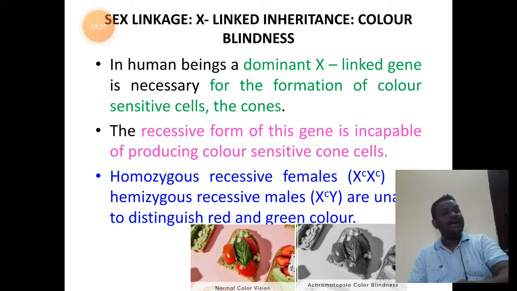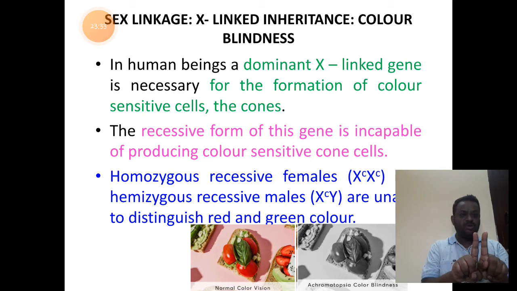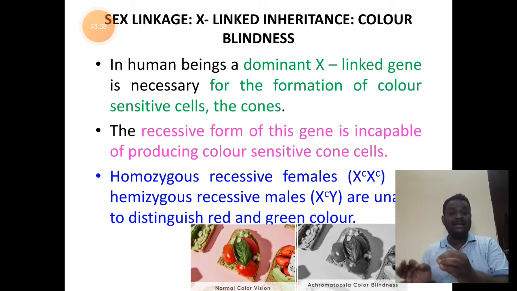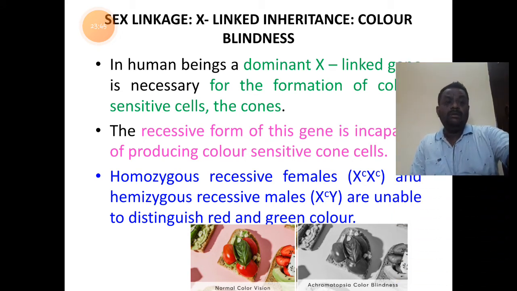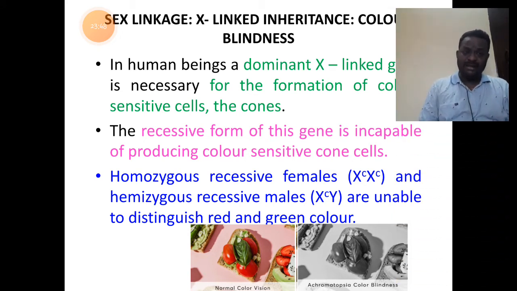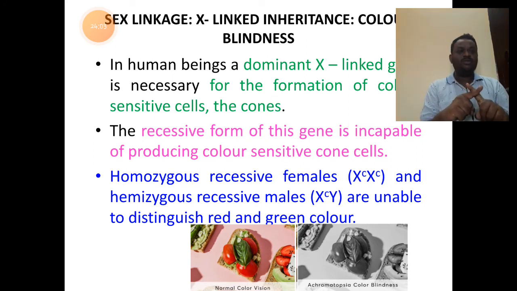In a homozygous recessive female, meaning two X chromosomes with small c gene on them, and in hemizygous individuals, that is, the X chromosome alone has small c and Y in case of males, this genotype cannot distinguish between red and green color, indicating that it is the X-linked recessive gene. X-linked because it is present on the X chromosome, and it is recessive in condition.